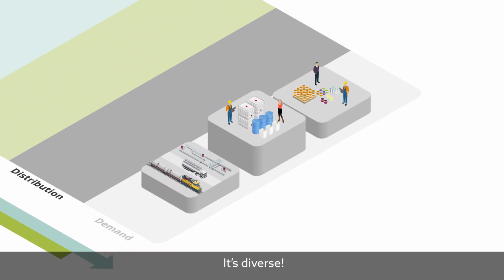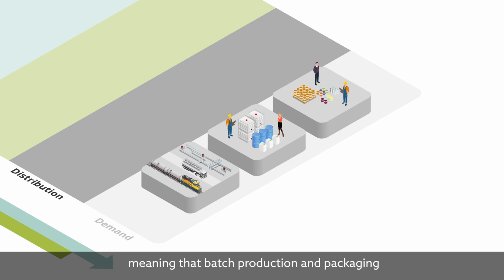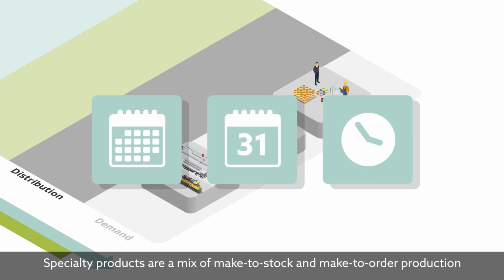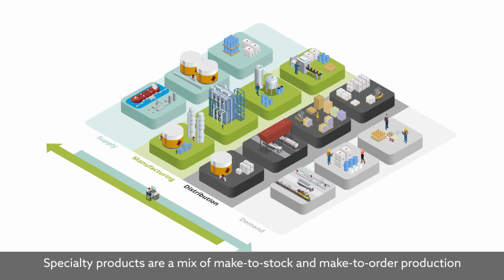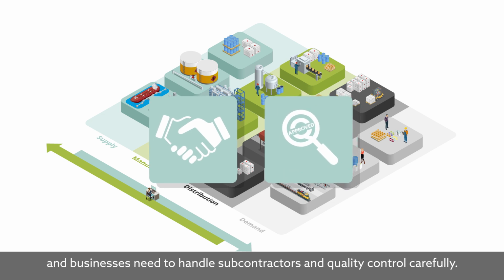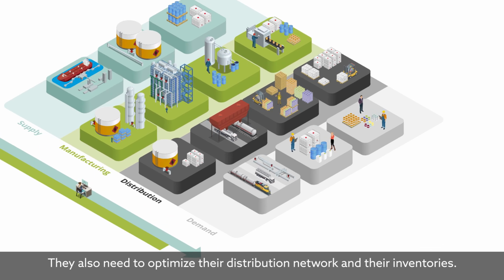It's diverse. Demand for specialty products is volatile, meaning that batch production and packaging need to be scheduled on a weekly, daily, or even hourly basis. Specialty products are a mix of make-to-stock and make-to-order production, and businesses need to handle subcontractors and quality control carefully. They also need to optimize their distribution network and their inventories.